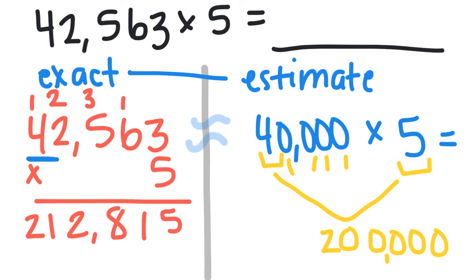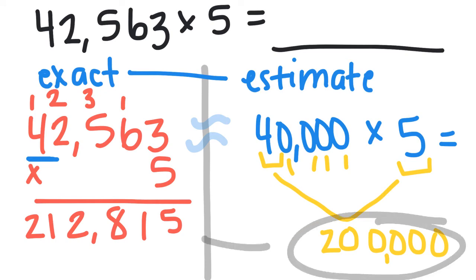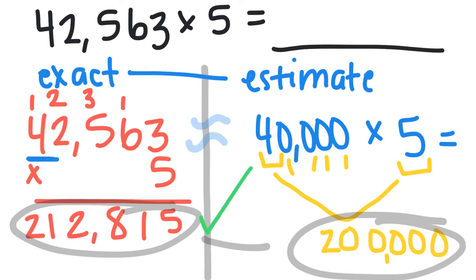Okay, now I need to look. Is my estimate close to my exact answer? Yes, look at that. I first got 212,000 and then I got 200,000. Those two answers are very close together, and that tells me that my exact answer is reasonable, and I can be very confident that it is correct.